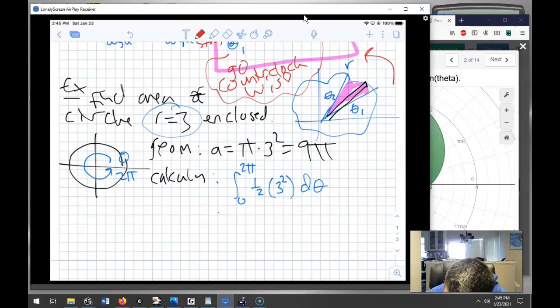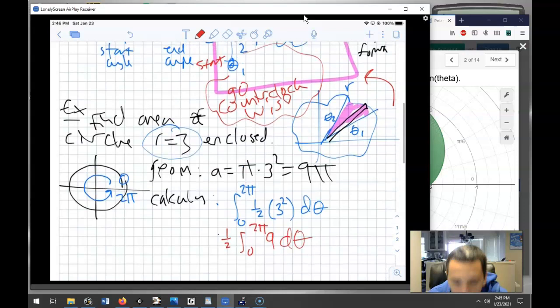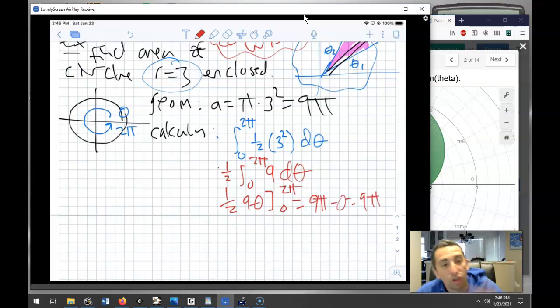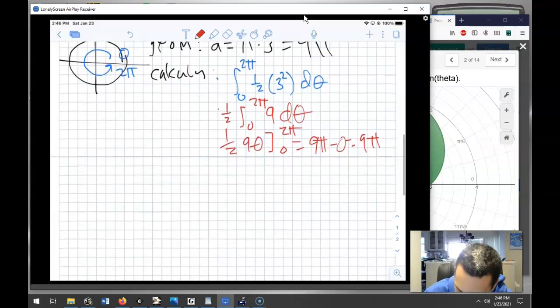Okay, anyway, let's go back here and do the calculus. Usually the 1/2 comes out in front, so this is just 1/2 times the integral from 0 to 2 pi of 9 d theta. That's a pretty easy integral to do. So that's just 9 theta going from 0 to 2 pi. When you plug that in, you see this is 9 pi minus 0, which is 9 pi. Great. So calculus gave us the answer that we expected. Terrific. Let's do a couple other examples and see what we can do.